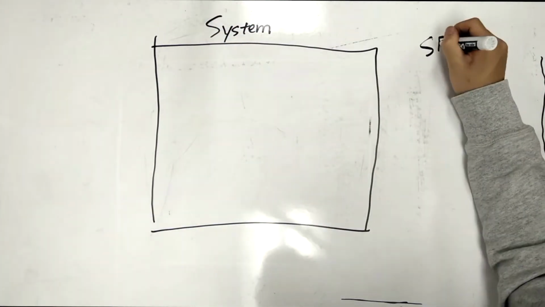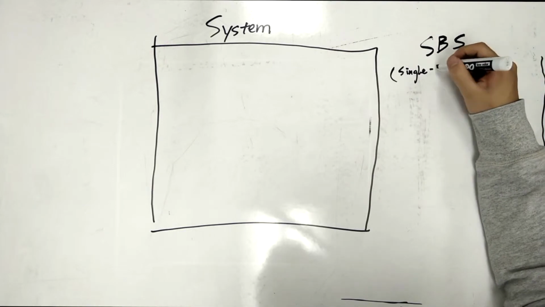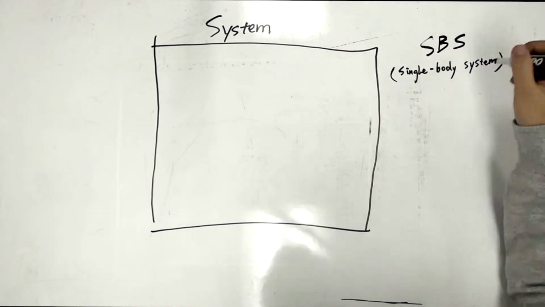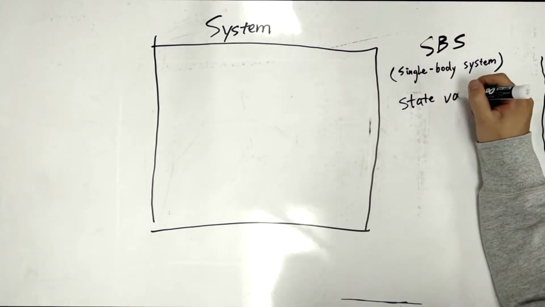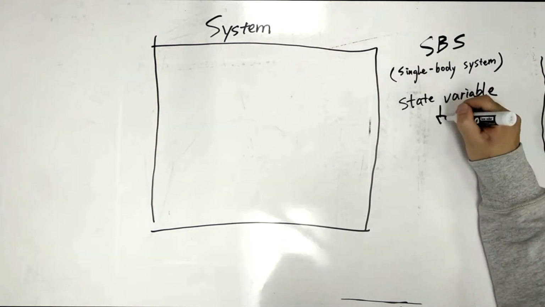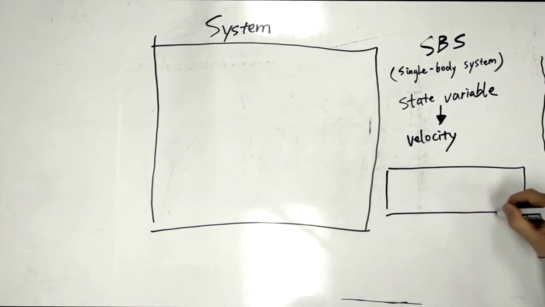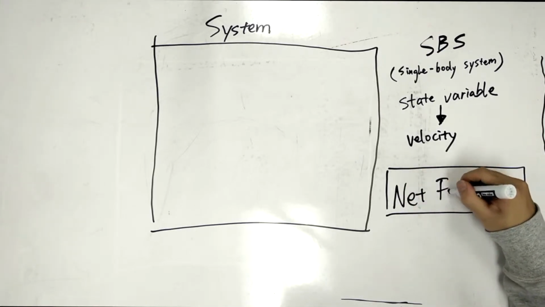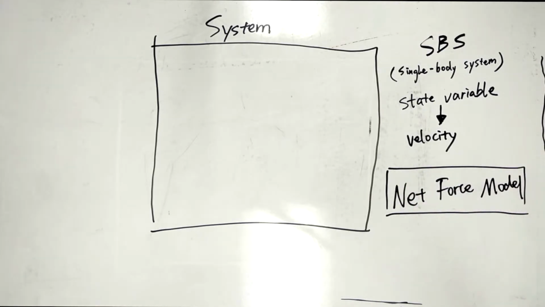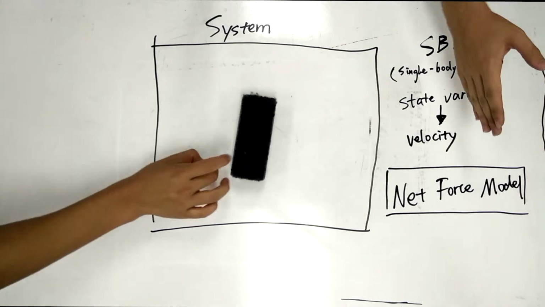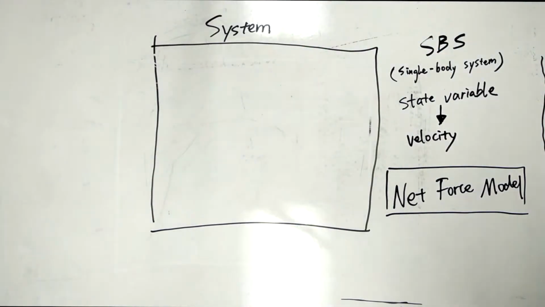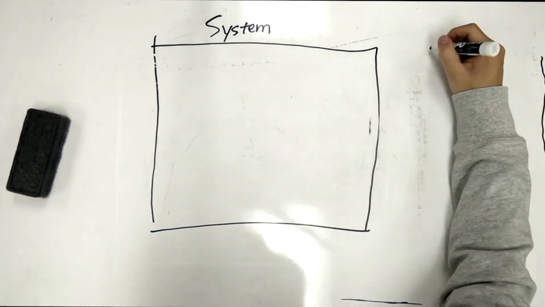Now inside this box we'll present our system. The first example will be a single body system, and this applies to the interaction of translation. Now, the state variable for this is velocity. And the model we use is the net force model. As you can see, this is essentially us pushing an object within a system that is influenced by external forces.